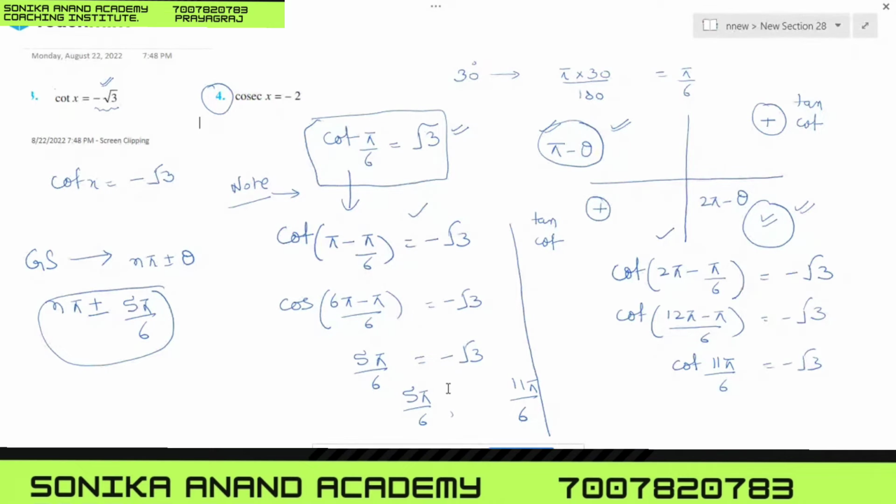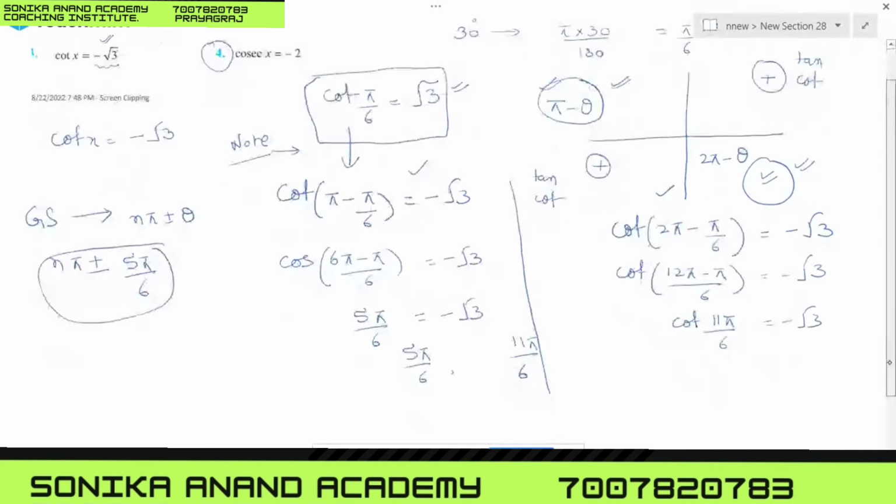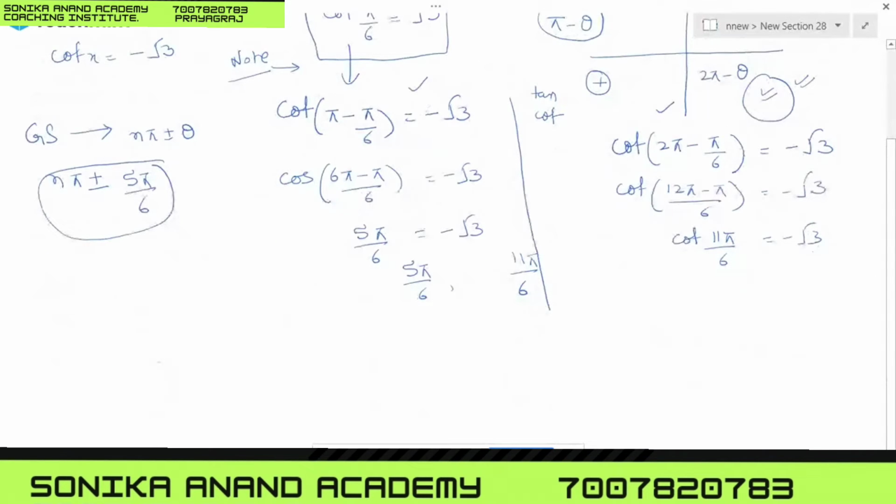That's what I'm finding. Okay, I'm going to explain to you. Listen, it is a little bit tougher one. Cosec x is equal to -2. See, this is what's the value of the angle? Pi by 6, ma'am.